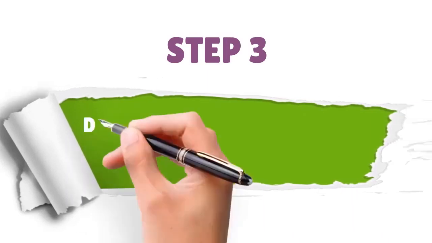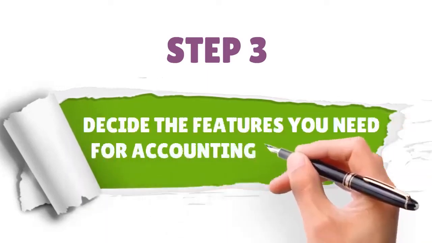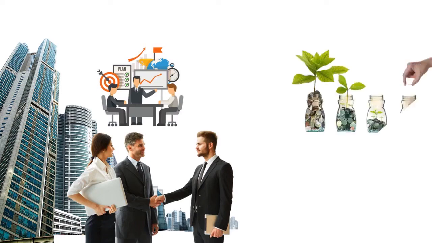Number three, you want to decide the features that you need for the accounting software. Okay, and this is important. This depends on your industry. This depends on a constellation of things. But one thing I want to say here is, hey, pay attention to your accounting processes. Pay attention to how you generate revenue in your business, how you actually incur expenses.